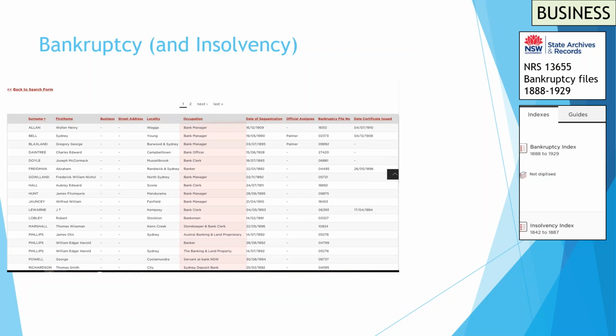Something to remember about business, of course, is that they don't always work out, and some of the better businesses will end up in bankruptcy or insolvency, and we have indexes for those. So quite often you can go through to quite a lot of records around that business in the bankruptcy or insolvency files, and they're part of our mainstream collection, and you can find them in indexes online.